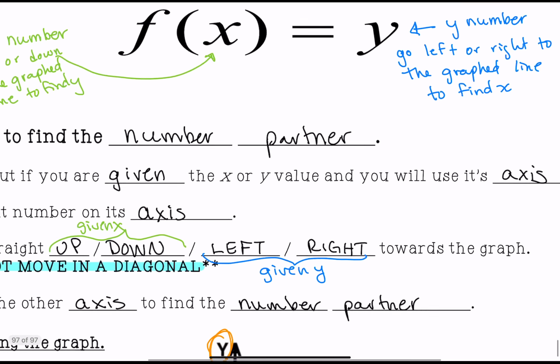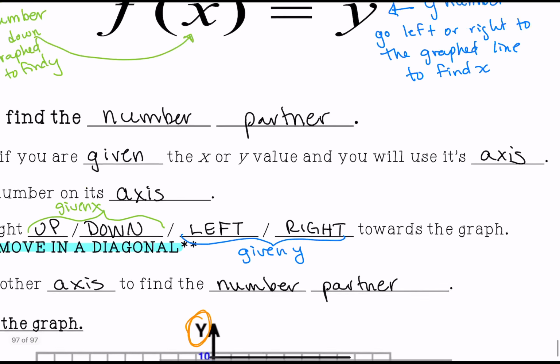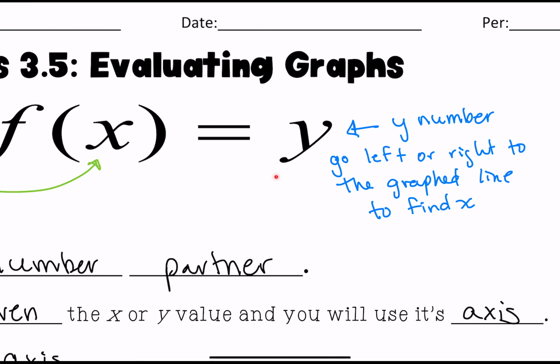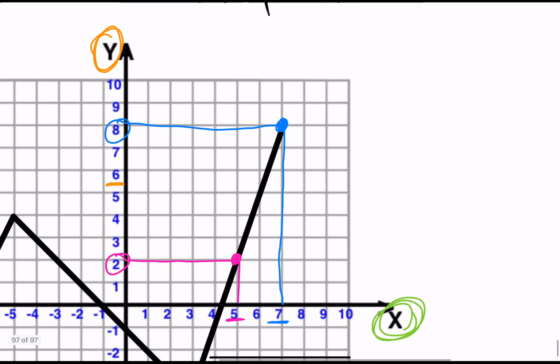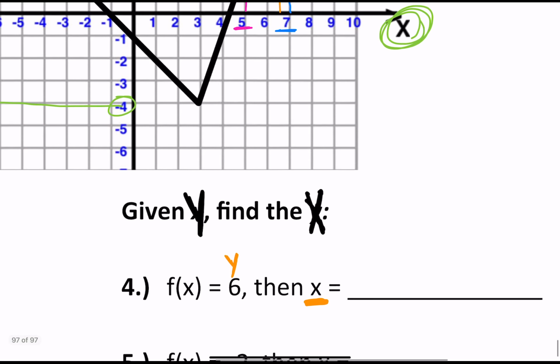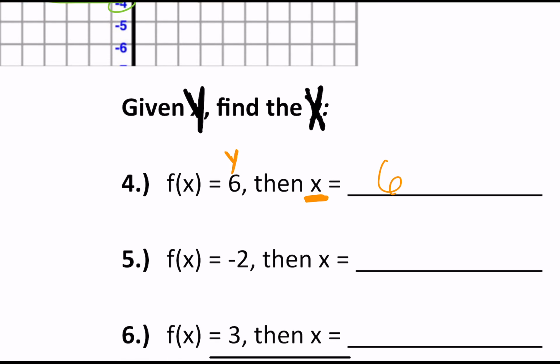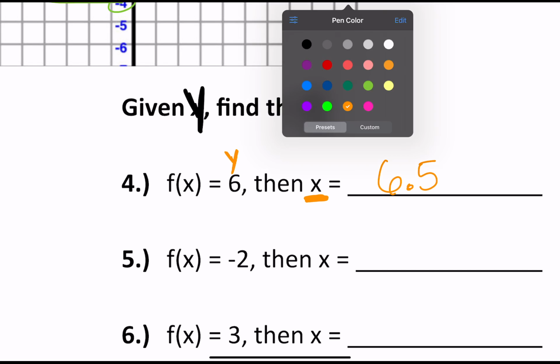And again, from earlier, if we are given that y value, we have to go left or right to the graphed line to find x. So in this particular example, our graphed line is to the right, so I go to the right. Here it is. I drop straight down. Oh boy, I have a decimal. What number is in between 6 and 7? Well, that would be about 6.5. That's my guesstimation there.